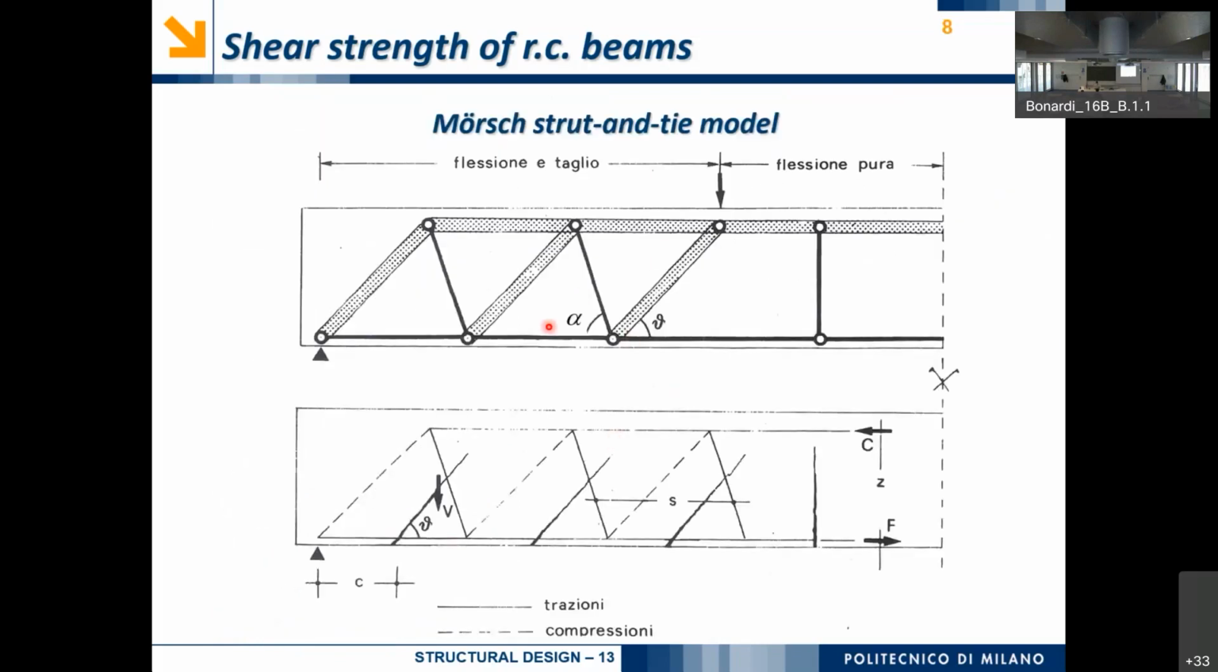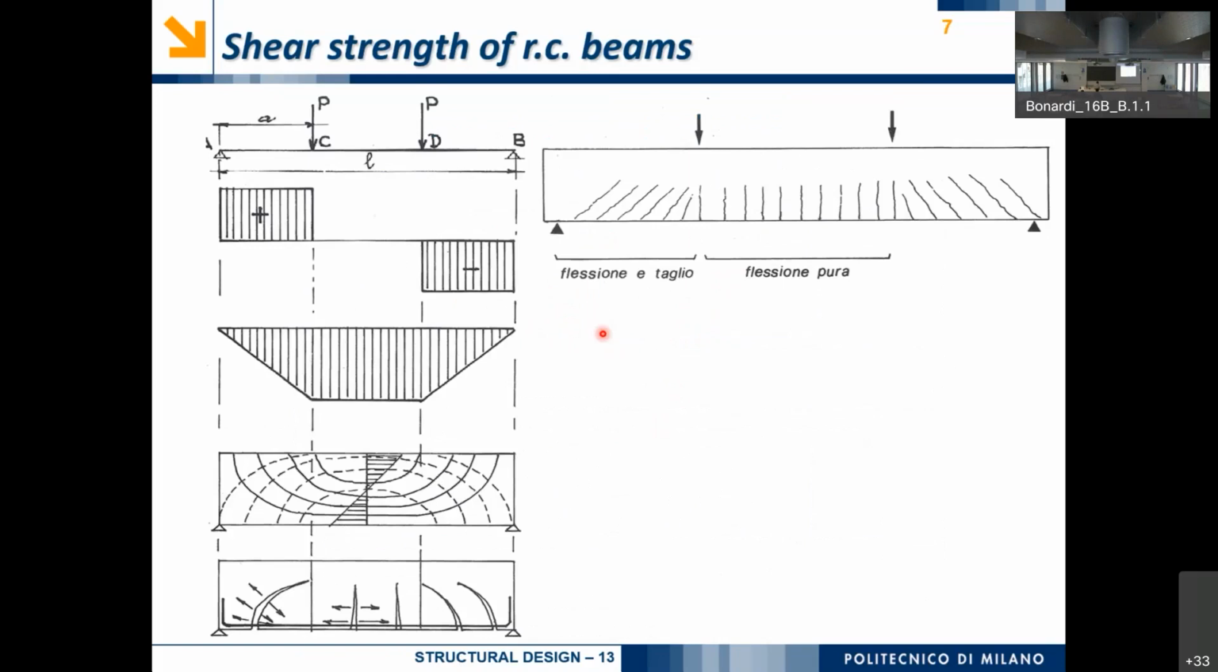So this suggested, in particular to Morsch, a professor at Stuttgart University, who investigated the behavior of reinforced concrete elements under pure shear force, that the behavior of the beam can be basically composed of different elements that interact with each other.